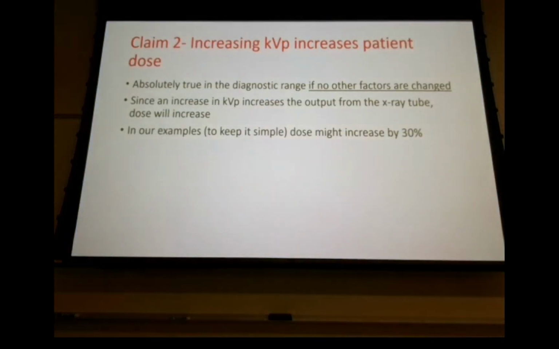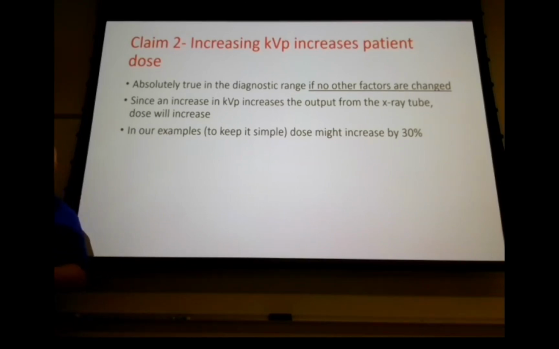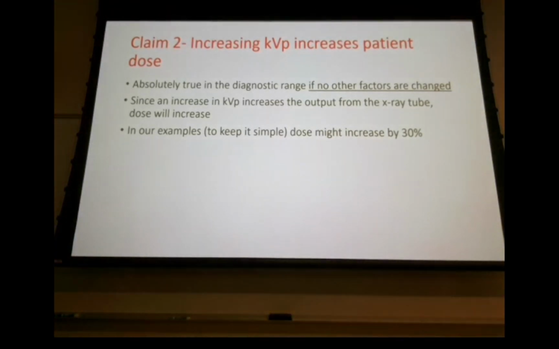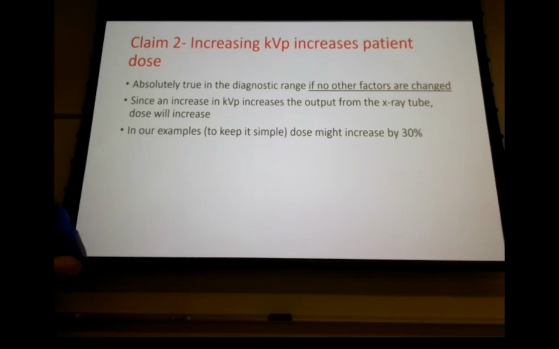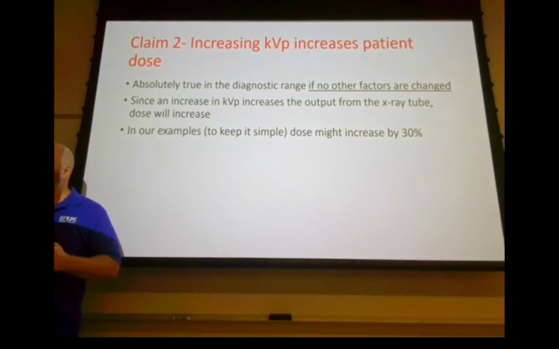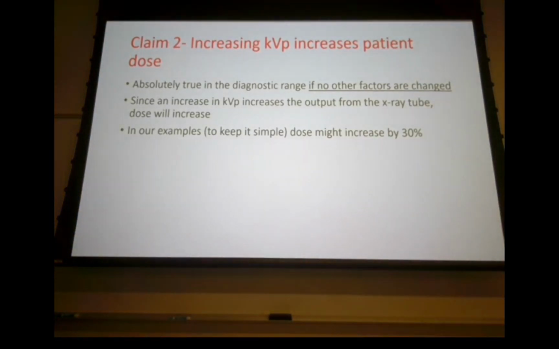All right, so claim number 2: increasing kVp increases patient dose, and we just hit that. That's absolutely true. If the only thing that you're increasing is kVp, patient dose is going to go up. It's going to be fairly dramatic. It's not going to be as dramatic as doubling the mass, but if you increase your kVp by 15%, you increase the number of photons that you emit from the tube by about 30%. Some of those are going to absorb inside of the patient. But what we're going to wind up with is a doubling of the image receptor exposure.